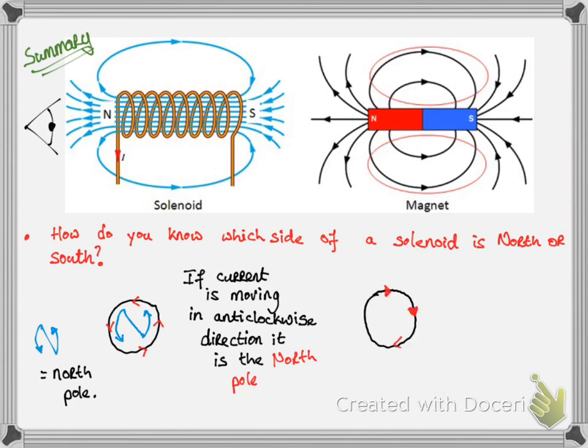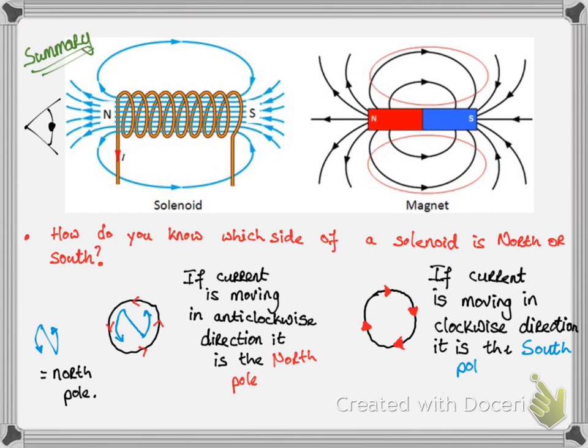However, if you look straight down and the current is moving in a clockwise direction, this would be the south pole. So again, point the arrows in a clockwise direction, join them together, it looks like an S, so S for south pole. This will allow you to find the orientation of your north and south pole.